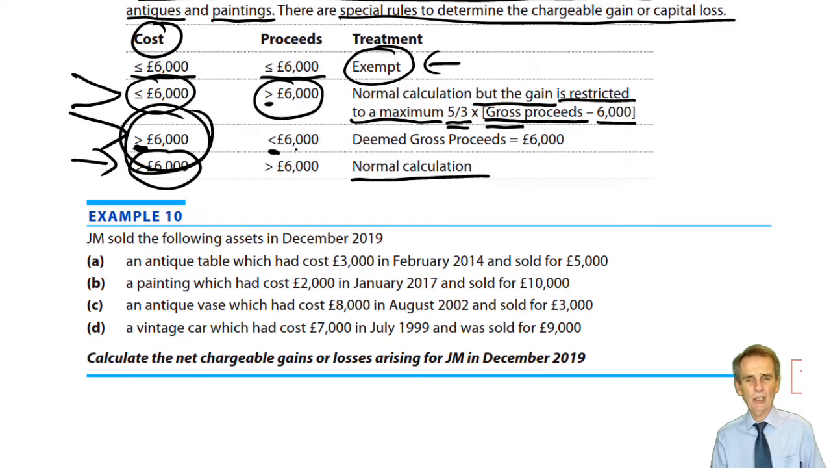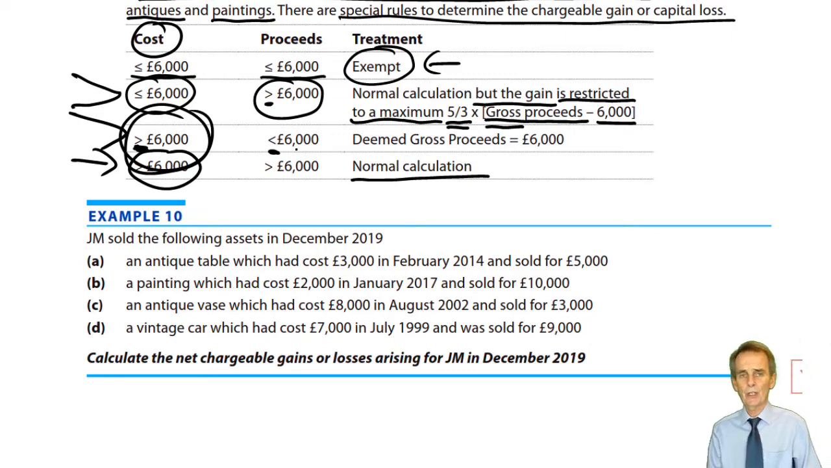So what happened when these figures were reversed? We restricted what the gain would be. We computed a maximum gain. We limited the amount of gain that would be chargeable. So this cuts both ways.